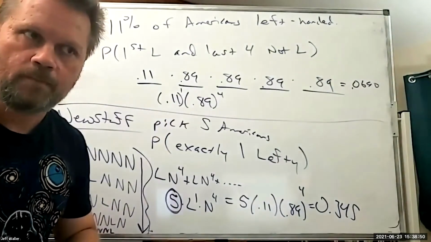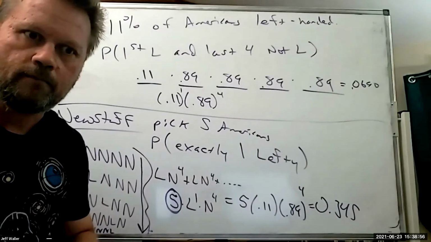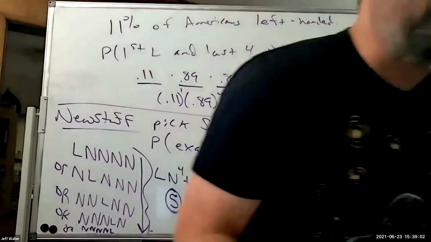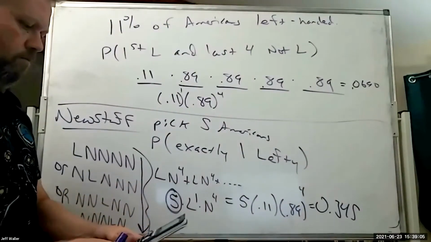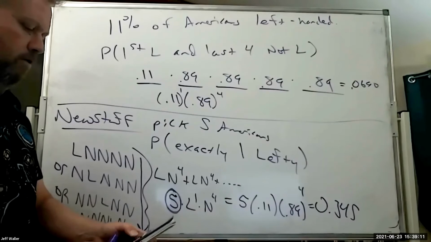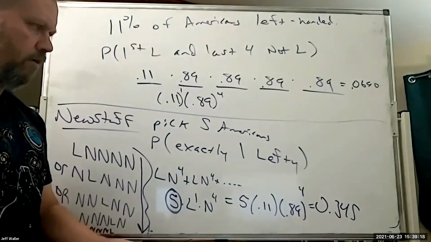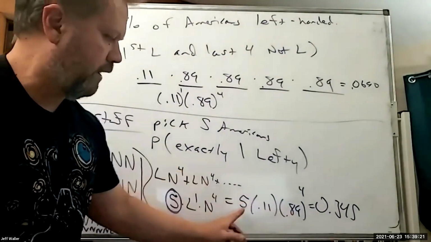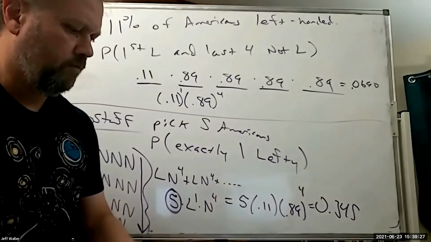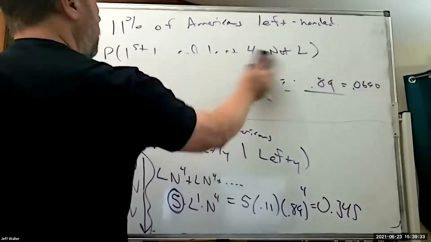I'm confused how you got 0.345 because I got 0.435. You plug in 5 times 0.11 times 0.89 to the fourth. Make sure you put a point in there. Yeah, I got 0.345. I don't know what's happening to you here. 5 times 0.11 times 0.99 to the fourth. Oh, I put squared. Okay.